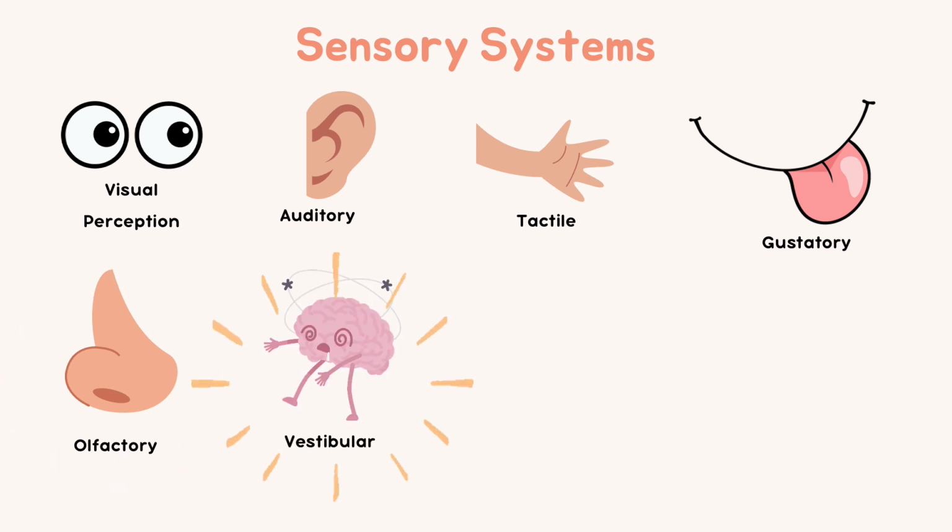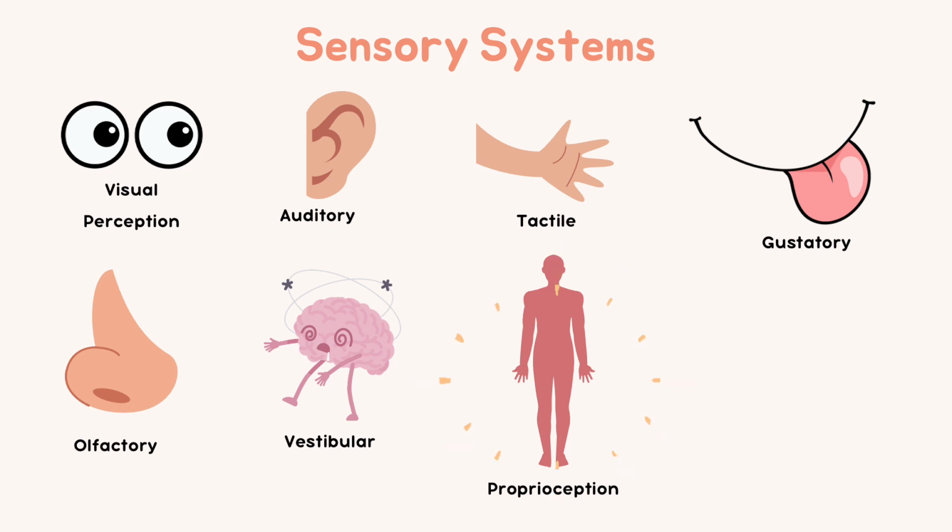Then we have vestibular. So this is your body's ability to detect that it is in motion. So you have these little crystals in your inner ear that detect if you're spinning, swinging, whatever. So if your kid is on a swing on the playground, the vestibular system is what allows them to know that their body is moving.